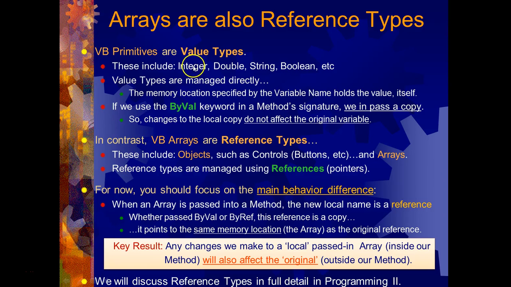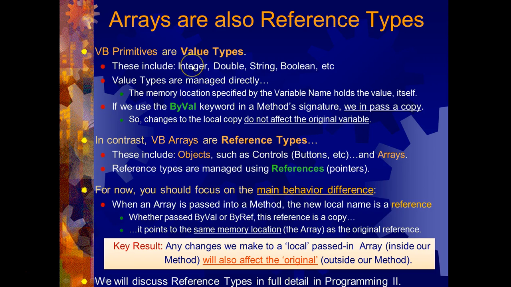So as we said, we have the value type and the reference type. And the methods that we've used so far have used the ByVal keyword, which is related to the value type. But we also have what's called a reference type. We're going to look at the difference between these in a second. But VB arrays are reference types.